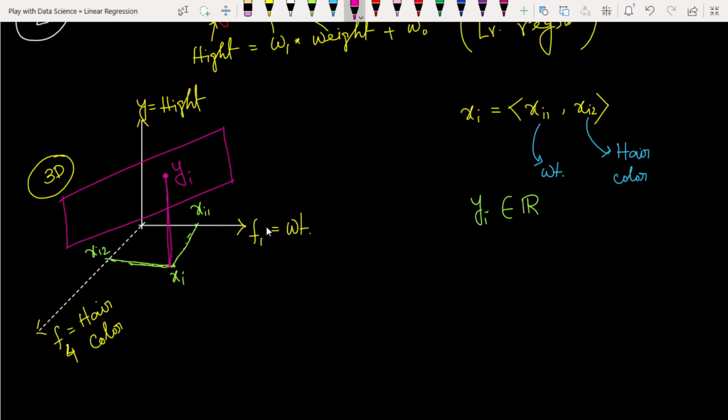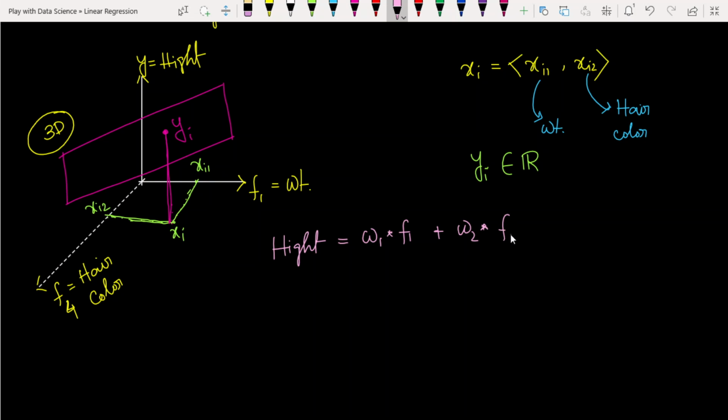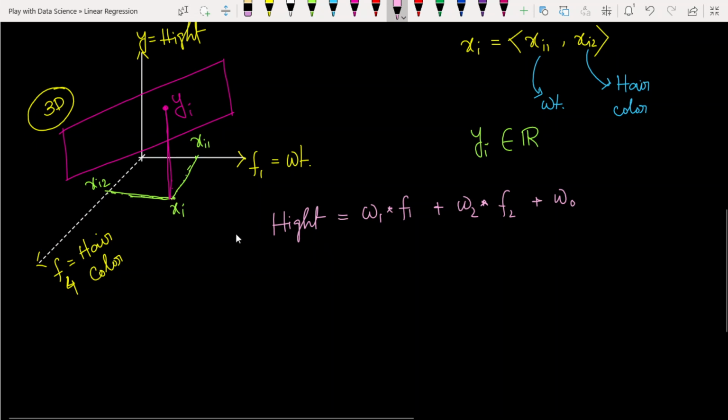Okay, so in this 3D, what will now be our equation? First we have to write our dependent variable, that is our height that we want to predict. The slope corresponding to our feature 1 is called w1, multiplied by f1, that is our weight. Similarly w2 into feature 2, that is f2, plus the intercept term, that is called w0. Okay, and this is the main equation.